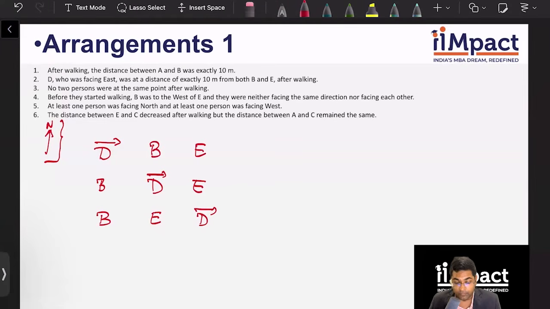Clue number 5. At least one person was facing north and at least one person was facing west. Again, I think this is a very important clue. But guys, notice this. We have been given constraints of facing north and east. Okay. And we know someone is facing north and west, and we know D is facing east. So far, we have no constraint or mention of south. Okay. It may be there, it may not be there. There is no compulsion. So, clue number 6. The distance between E and C decreased after walking, but the distance between A and C remained the same. Again, sort of an indirect clue. We will use this. Chalo.